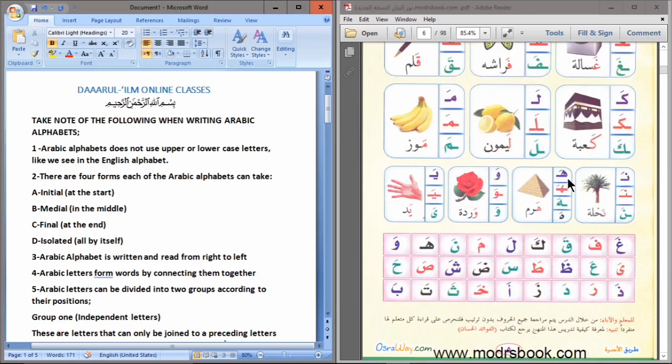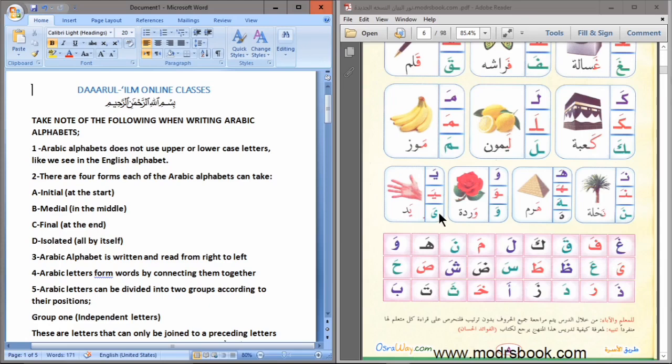This is Ha at the beginning, Ha in the middle, Ha at the end, and Ha when it stands alone. When it is alone, it looks like this. That is, if it is independent, without attaching itself to the letter before it or after it. This is Wa at the beginning, Wa at the middle and at the end, and Wa when it stands alone. This is Ya at the beginning, Ya in the middle, and Ya at the end. So these are the letters which assist us to be able to write words and join them together, inshallah.